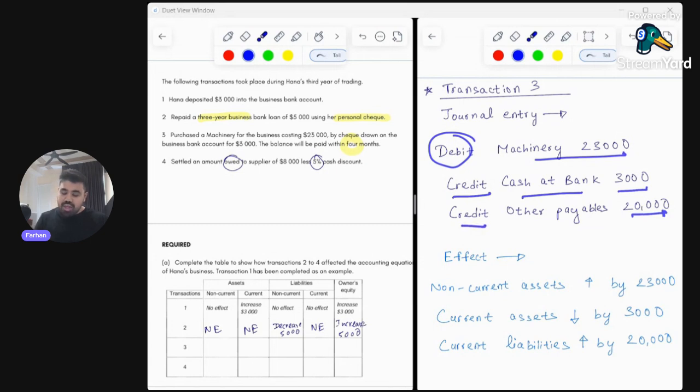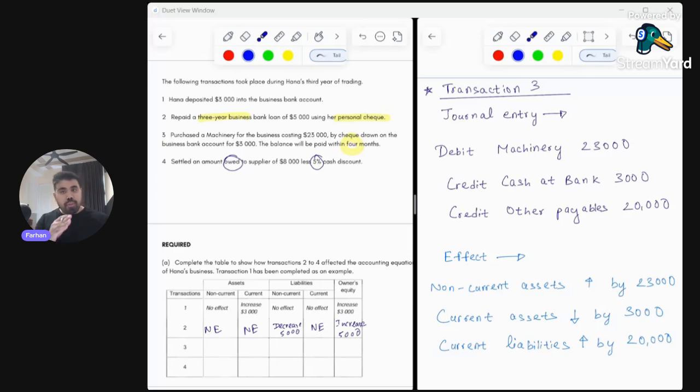So that's why we are crediting other payables, not trade payables, but other payables. Why other payables? Because trade payables refer to credit purchases of inventory from your credit supplier. But machinery here is a non-current asset account. You're not buying it to sell it later to your customers. You're buying it for the purpose of helping you run your business operations. So therefore, the correct terminology in this case is to use other payables. All right. So we are crediting other payables by $20,000, which is increasing our liability by $20,000, specifically the current liabilities.